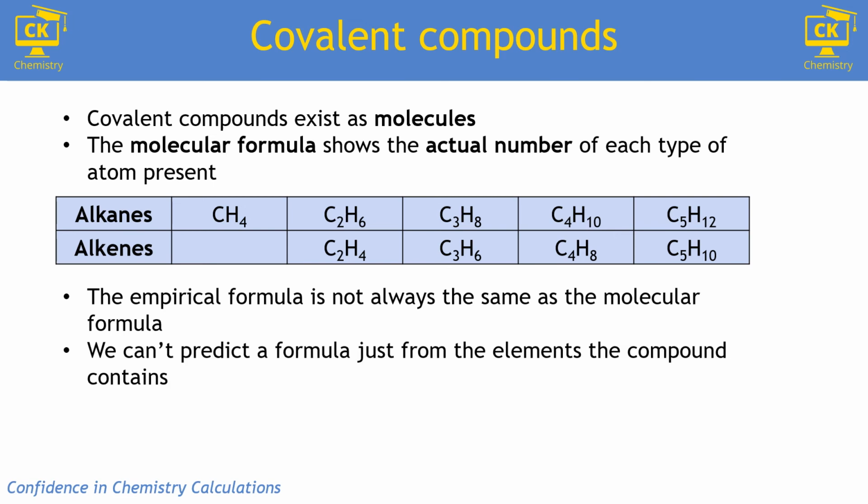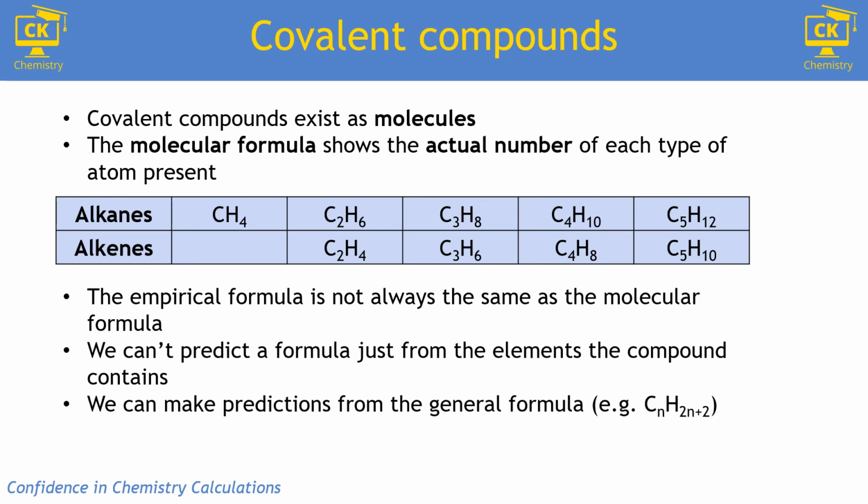It also means that, unlike, for example, magnesium and chlorine, we can't predict what the formula is just from the fact that something contains carbon and hydrogen, or carbon, hydrogen and oxygen. Most organic compounds are going to contain some variation of carbon, hydrogen, oxygen or nitrogen. And that's why we have our own system of naming compounds like methane, ethane, propane, etc. But of course we can make predictions from general formulae, and if we know the name of a compound, then we know how many carbons it contains and we know more information about it.